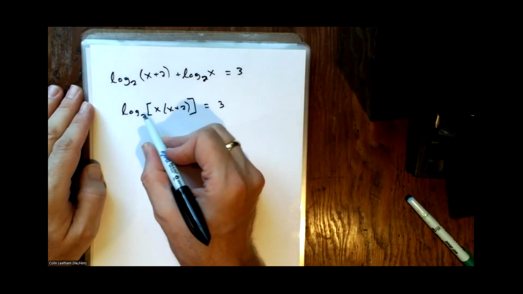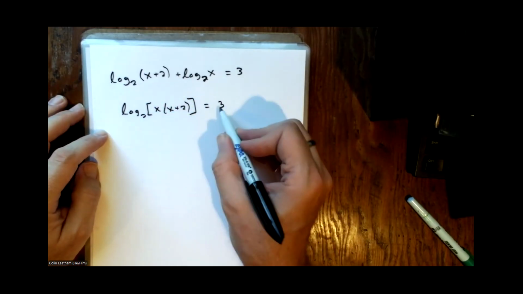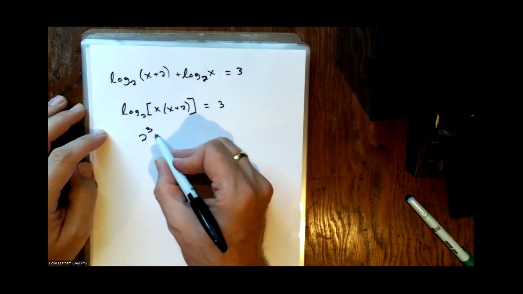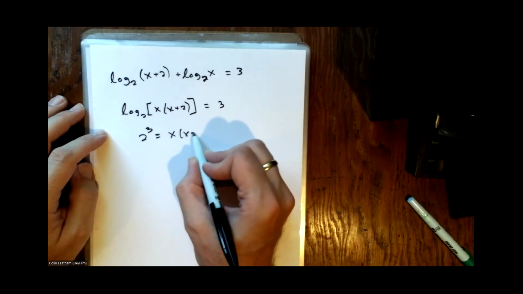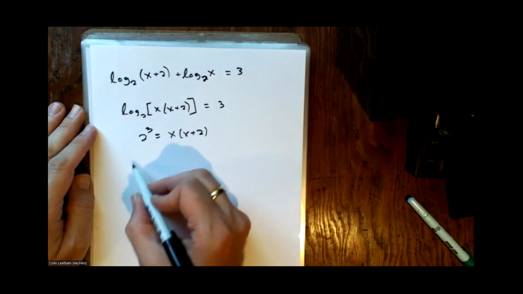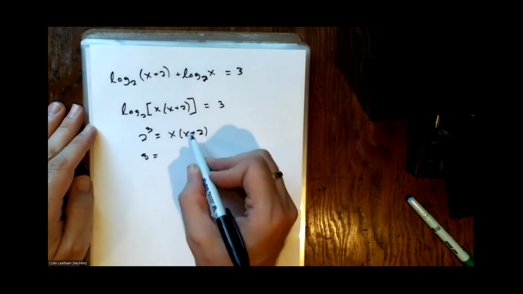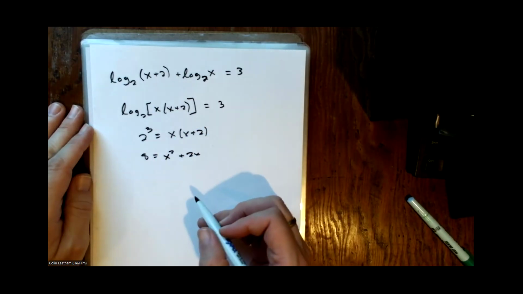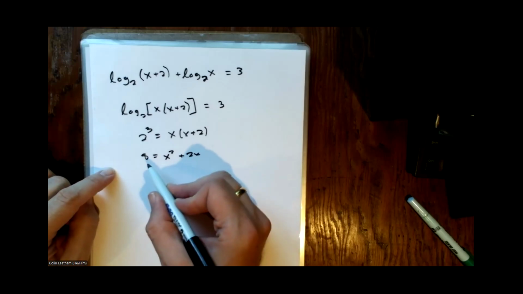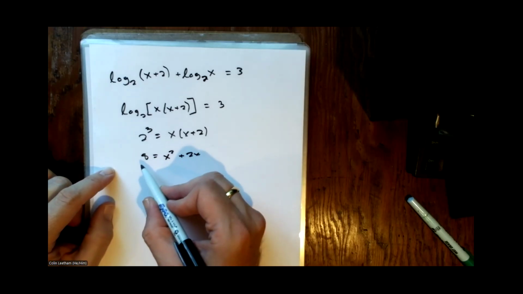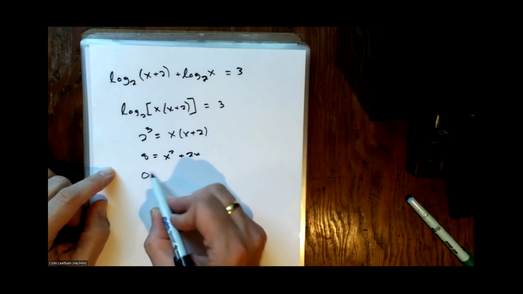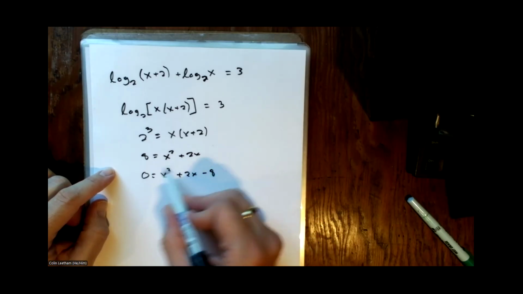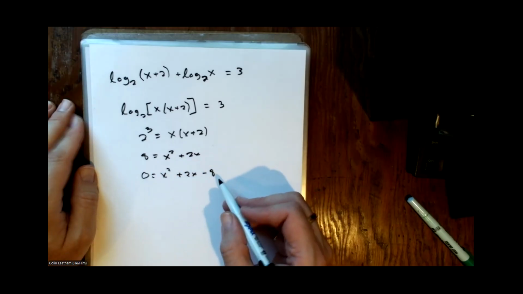Now I'm going to rewrite this as an exponent. So 2 to the third is equal to that log argument, x times x plus 2. Well, 2 to the third, that's an 8. That's equal to, let me distribute, x squared plus 2x. Oh, this looks like something we know how to solve. If I subtract 8 from both sides, I'll end up with 0 is equal to x squared plus 2x minus 8. Looks like I can factor and solve this.